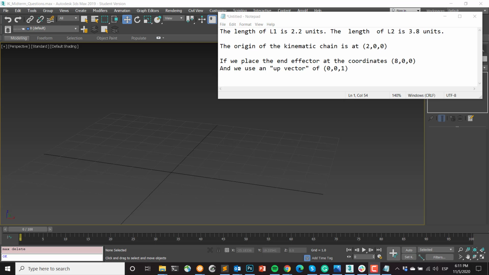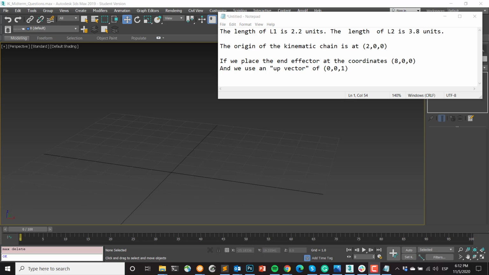So this is one of the questions. The length of L1 is 2.2. The length of L2 is 3.8. The origin of the kinematic chain is at 2, 0, 0. And we were asking, if we place the end effector at coordinates 8, 0, 0, and using an up vector, what was the transformation for L2, I guess.